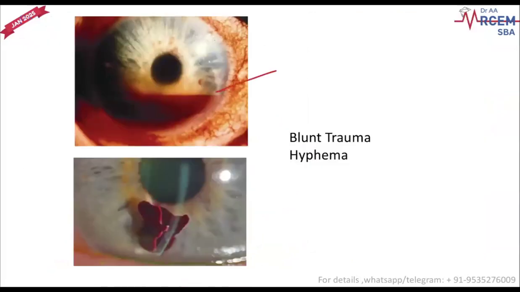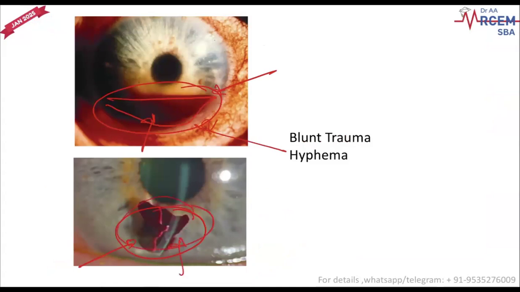In blunt trauma, if blood has accumulated, this is known as hyphema. This is also a hyphema where a clot has formed. Here a clot has not formed; that's why it is accumulated downwards. A clot has formed here. That's why you're looking at this in an enlarged way.